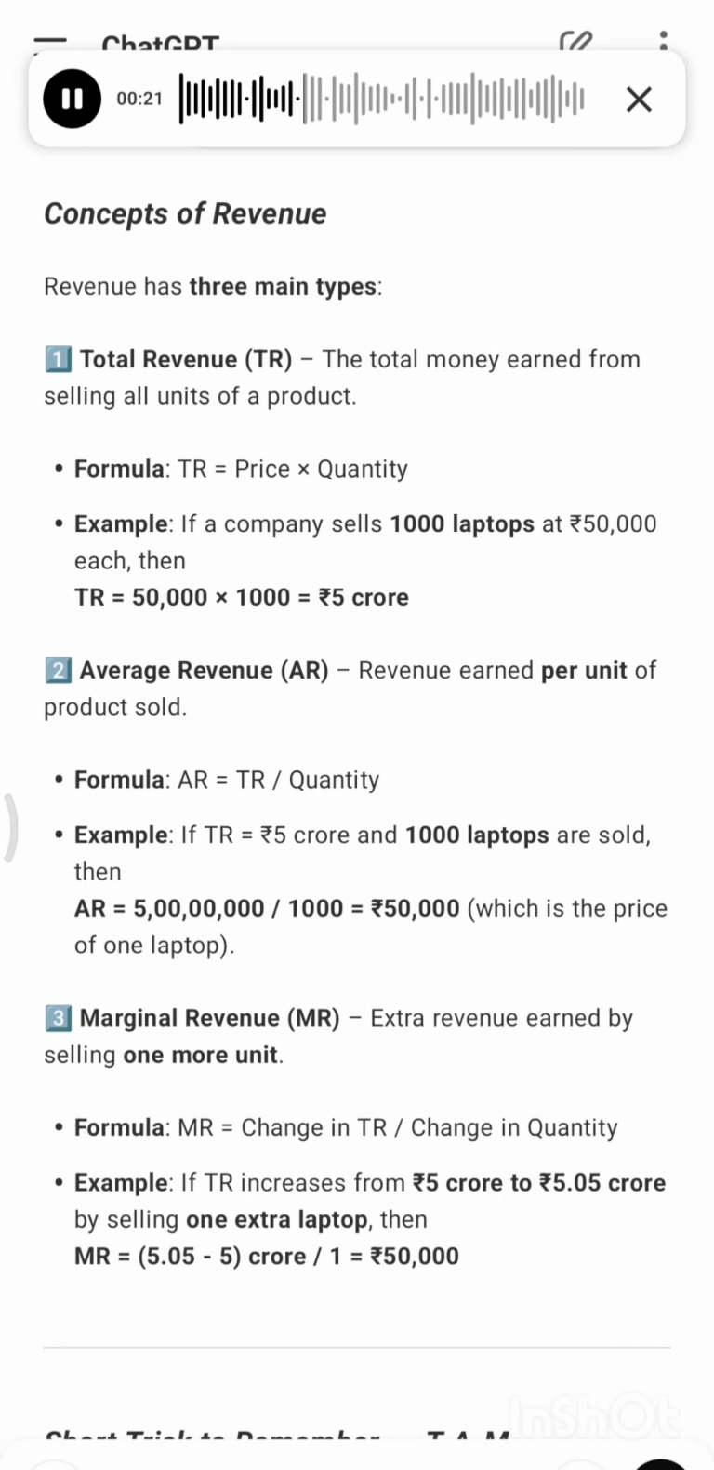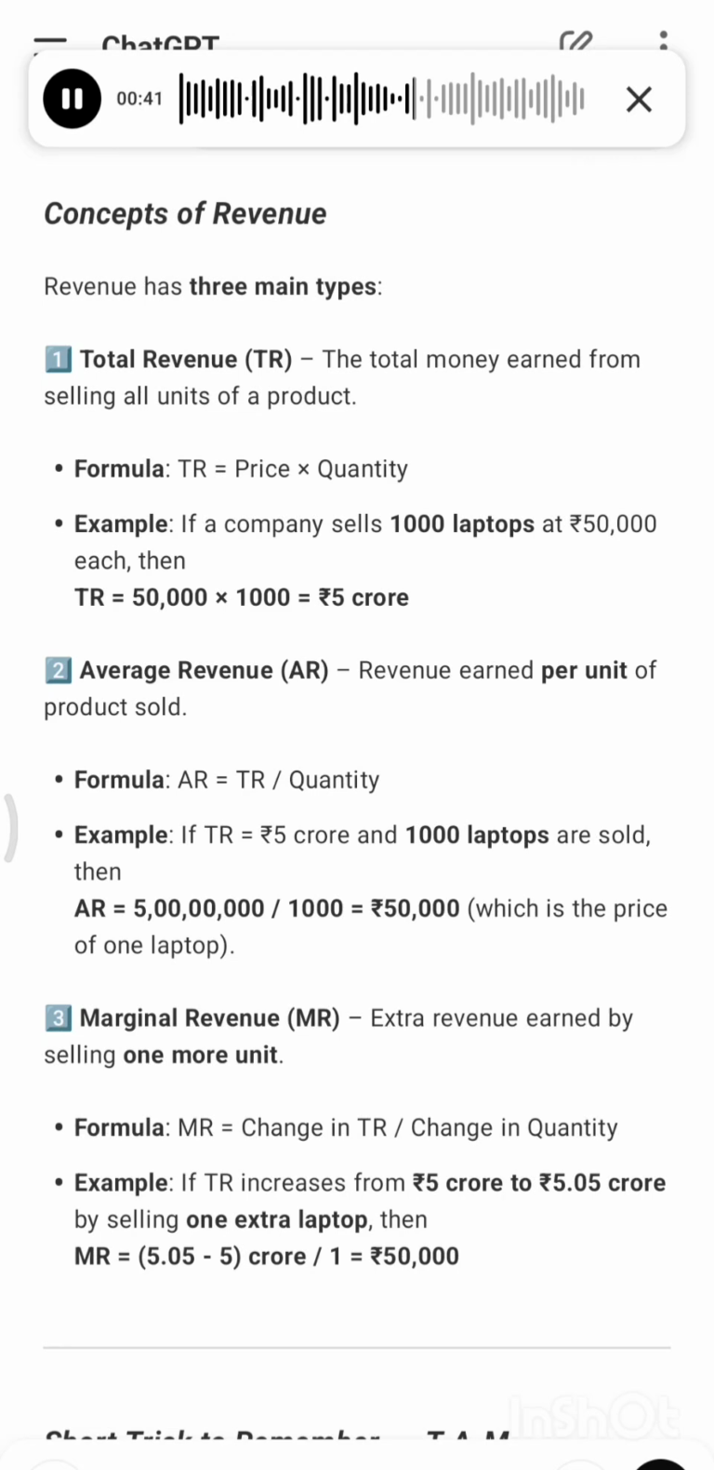2. Average revenue, AR: revenue earned per unit of product sold. Formula: AR equals TR divided by quantity. Example, if TR equals 5 crore and 1,000 laptops are sold, then AR equals 5 crore divided by 1,000 equals 50,000, which is the price of one laptop.